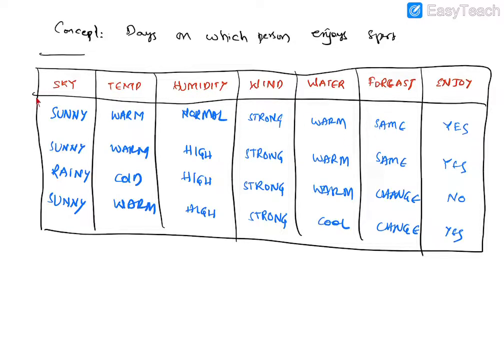The sky has values like sunny and rainy, the temperature has the values warm and cold, the humidity has the values normal and high, the wind has the value strong, water has the values warm and cool, and the forecast has the values same and change. So how many records are there? 4 records. Let's see them one by one.